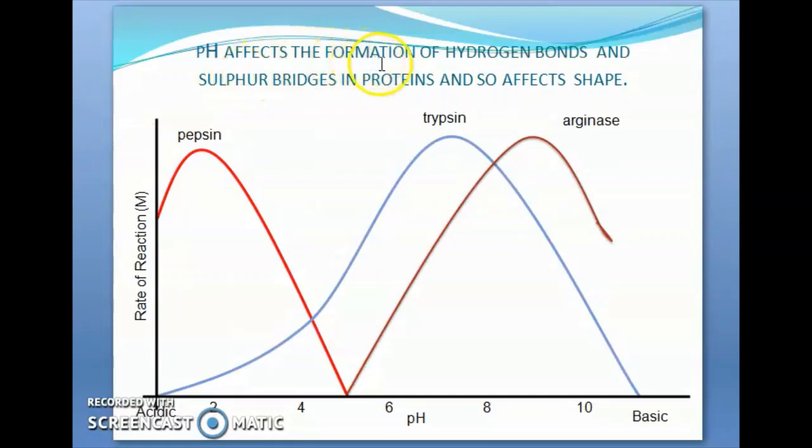Then pH affects the formation of hydrogen bonds and sulfur bridges in proteins and so affects shape. See the three examples: pepsin, trypsin and arginase, and their rate of reaction at specific pH. If acidic, then pepsin has the highest effect, trypsin between 6 and 8, and arginase between 8 and 10.